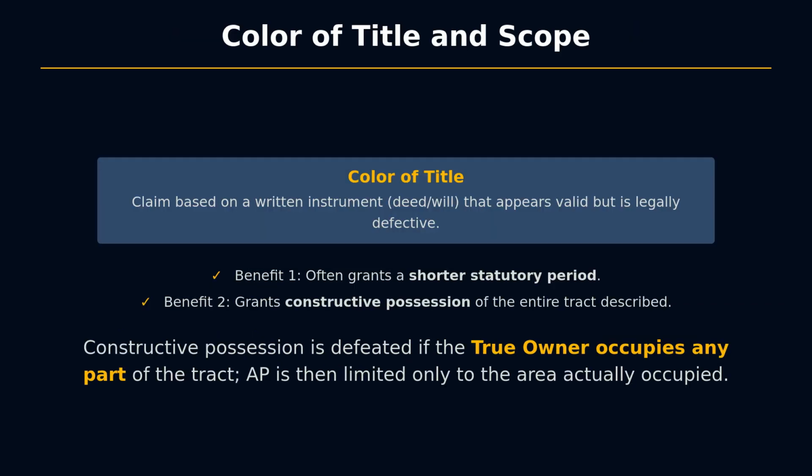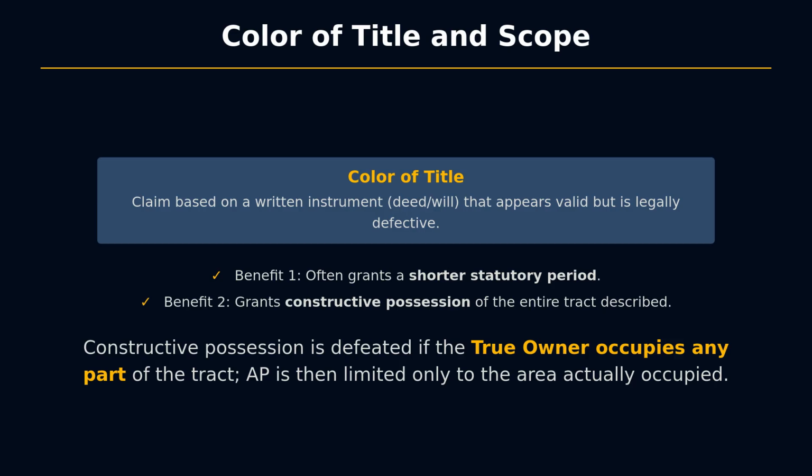Color of title refers to a claim based on a written instrument, such as a deed or a will, that appears valid but is legally defective. Possessors claiming under color of title often benefit from a shorter statutory period in many states. Color of title also grants constructive possession of the entire tract described in the defective instrument, even if the adverse possessor only physically occupies a small portion.